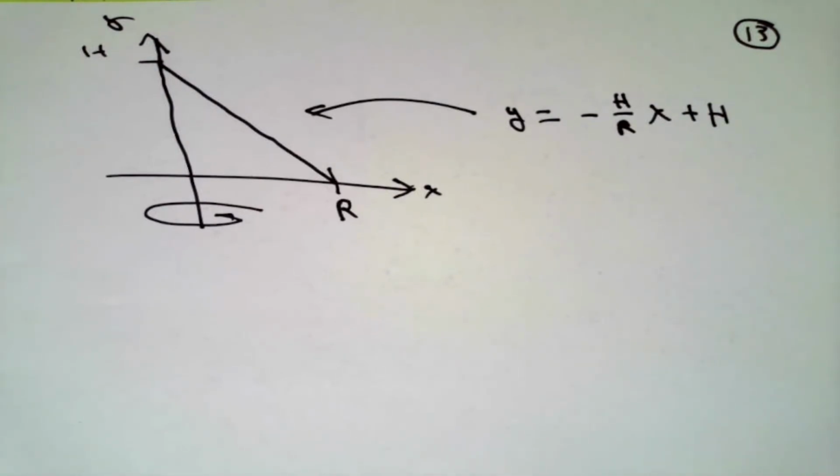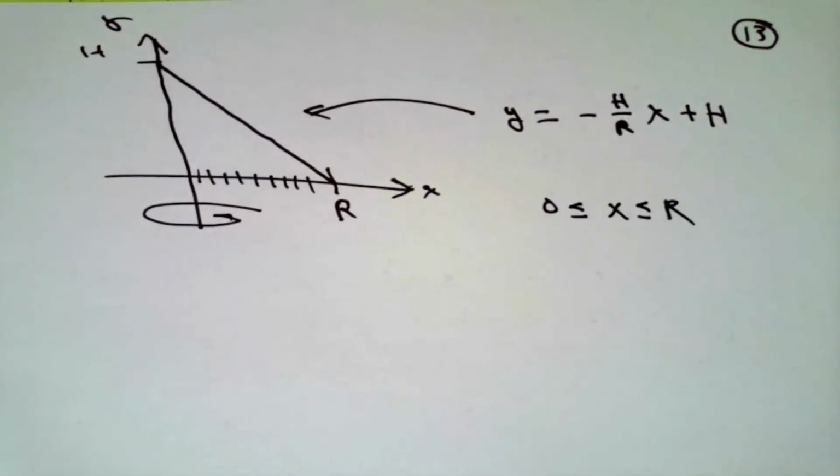If I were to split the range of y numbers up into smaller bits, I would be generating disks. We would be doing what we've done before. So instead, we'll chop the x range up. The smallest relevant x value is 0. The biggest relevant x value is r. These are going to be the limits of integration.